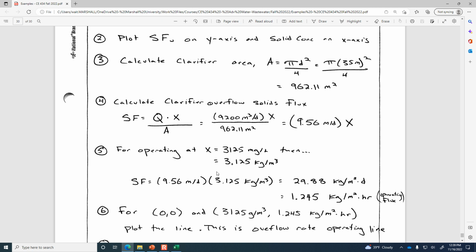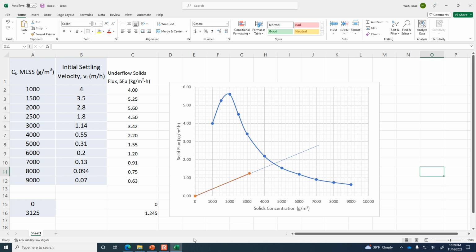So step 7 is we're going to draw another line onto this figure. Step 7 is plot curve from the concentration of the return activated sludge, which is in our case 10,000 grams per cubic meter, tangent to the gravity flux curve. Okay, so from 10,000 over here, we're going to draw a line that intersects, this is the gravity flux curve.